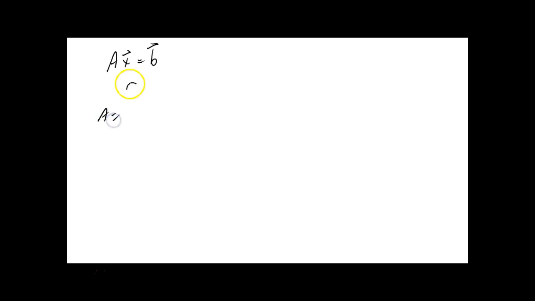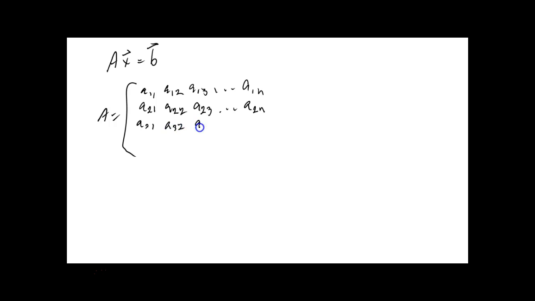Here's A, and A is just like always: A11, A12, A13, dot, dot, dot, A1N. N is what they're using as a subscript here. A21, A22, A23, dot, dot, dot, A2N, A31, A32, A33, dot, dot, dot, to A3N, dot, dot, dot, down to AM1, AM2, AM3, dot, dot, dot, to AMN. Okay, there's your A matrix.